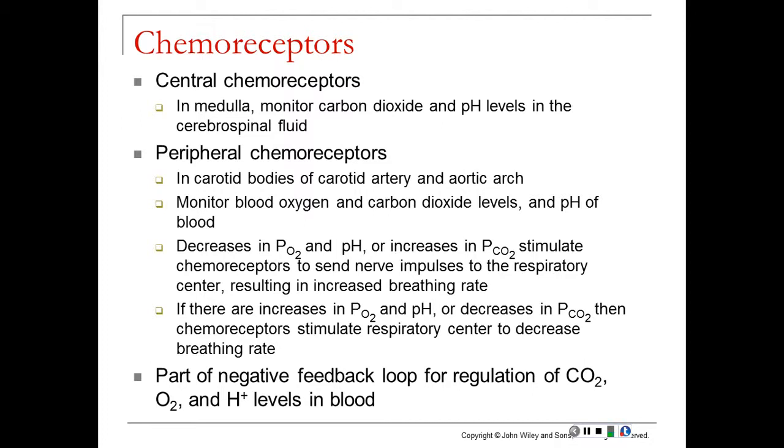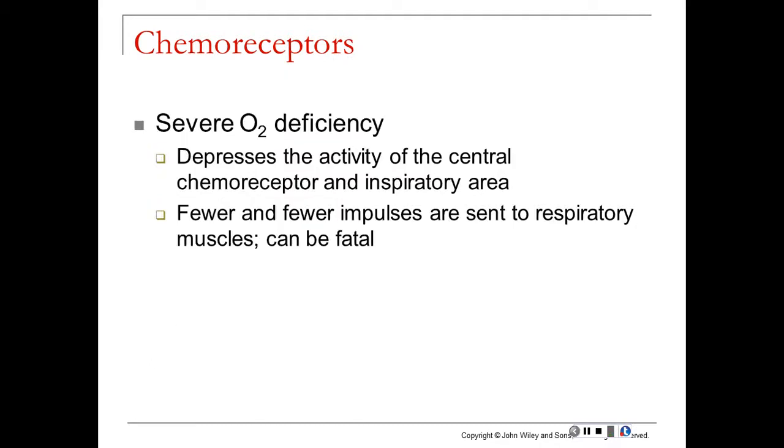A decrease in partial pressure of oxygen and pH, in other words, more acidic, and a drop in oxygen levels, or an increase in partial pressure of carbon dioxide, lots of carbon dioxide buildup, is going to stimulate those chemoreceptors to send nerve impulses to that respiratory center, resulting in an increased breathing rate. If there are increases in the partial pressure of oxygen and pH, or decreases in the partial pressure of carbon dioxide, then you're going to decrease your breathing rate. Too much oxygen is not a good thing either. So it's part of a negative feedback loop for regulation of carbon dioxide, oxygen, as well as hydrogen ion levels in the blood. And remember, those hydrogen ion levels are related to pH.